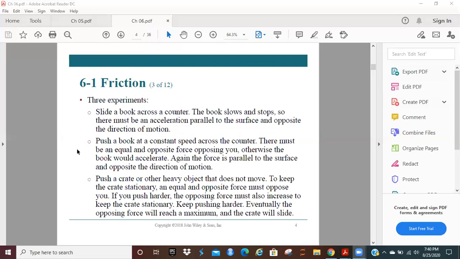If we take a crate or some other heavy object that doesn't move and we try to push on it, to keep that crate stationary, an equal and opposite force must oppose you. And if you push harder, the opposing force must also increase. And if you keep pushing, eventually the opposing force will reach a maximum, which will then allow your force against the crate to cause it to accelerate.